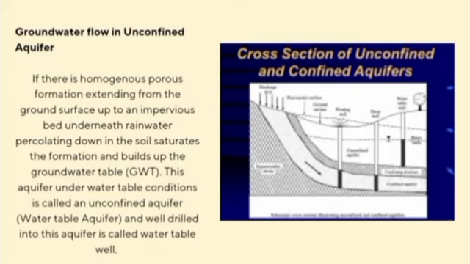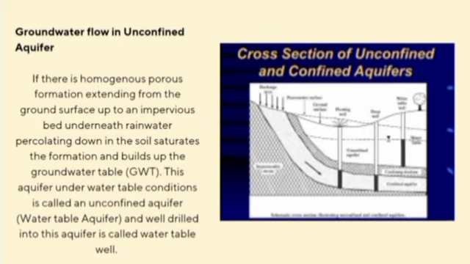Let me first define what an unconfined aquifer is. If there is a homogeneous porous formation extending from the ground surface up to an impervious bed underneath, rainwater percolating down in the soil saturates the formation and builds up the groundwater table. So this aquifer under water table conditions is called an unconfined aquifer, or what we call a water table aquifer, and a well drilled into this aquifer is called a water table well.